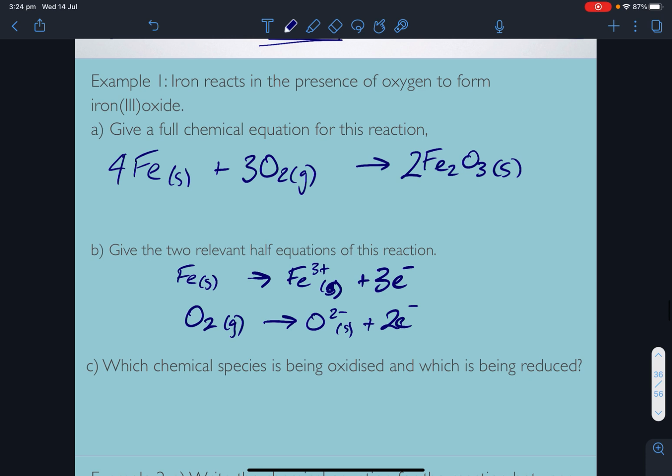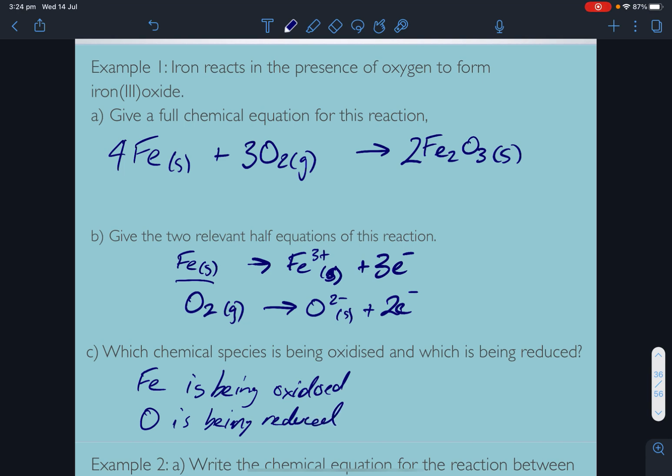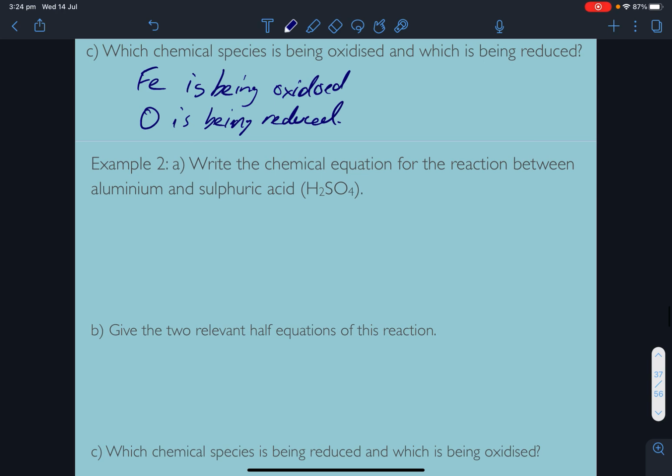Which chemical species is being oxidized and which being reduced? Okay, so iron is going from 0 to 3 plus. It's losing electrons. It's losing the 3 electrons. So iron is being oxidized, and oxygen is being reduced. So I've identified what's being reduced and what's being oxidized.